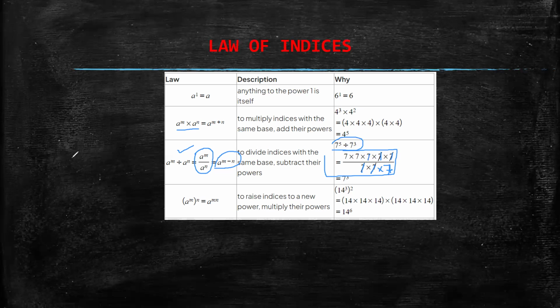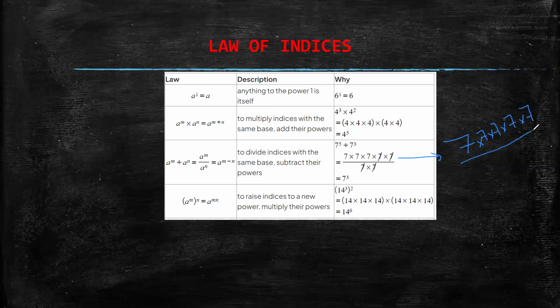I think there is a mistake in this video. I will do it for you. 7 raised to the power 5 means you have to write 7 five times in the numerator, and in the denominator, we have 7 raised to the power 3. So I have to write 7 three times. So now, cancel out because we have to subtract.